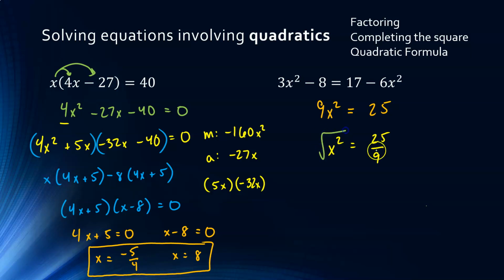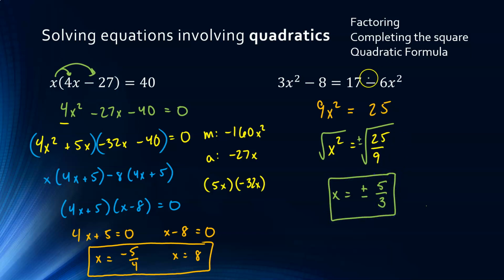Now remember, if you take the square root of both sides, how many solutions am I going to have? There's two things I could square, a positive and a negative, to get that answer. So my answer would be x equals plus or minus, and I could take the square root of both 25 and 9. The square root of 25 would be 5, and the square root of 9 would be 3.